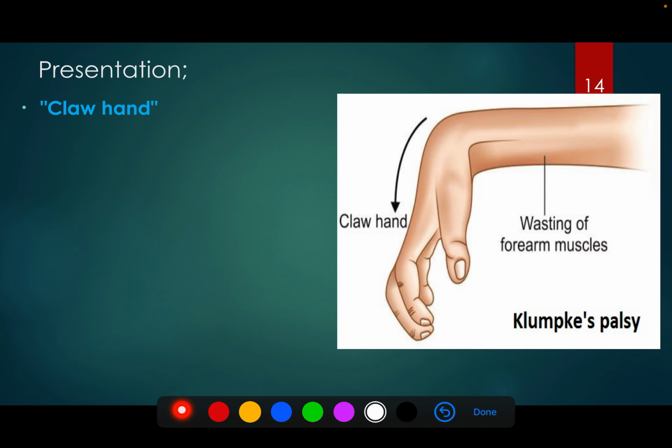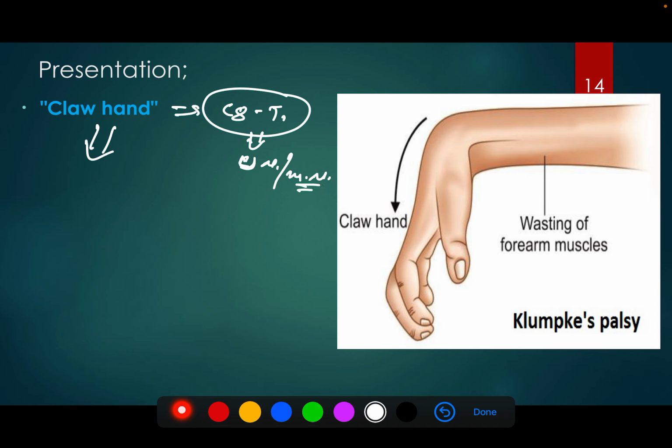So what's the presentation? The presentation is, remember, it is involving my root value C8 and T1. C8 and T1 means my ulnar nerve, right? Plus some part of the median nerve as well, right? So if it is involved, it negatively affects the intrinsic muscles of the hand. Intrinsic muscles means the lumbricals, and it also affects the interosseous muscles.